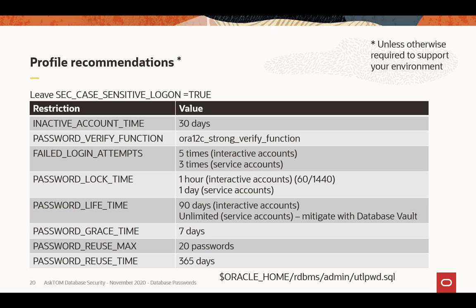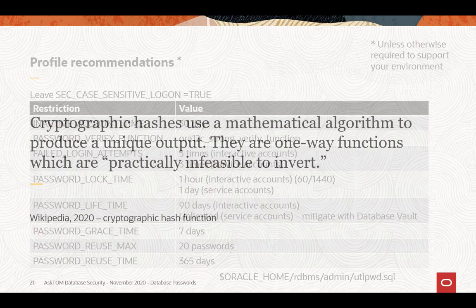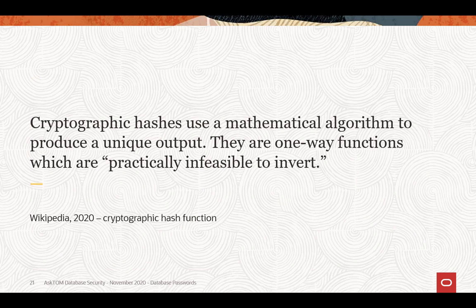I want to shift to password storage next. But before I do that, there are 2 terms that I need to make sure you know. The first one is cryptographic hashing. Now, hashing is not encryption. Encryption is 2-way. I encrypt something and I decrypt something, like transparent data encryption or network encryption. It's encrypted and then decrypted later on.